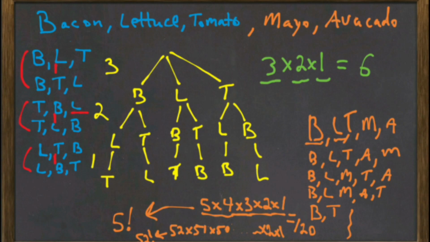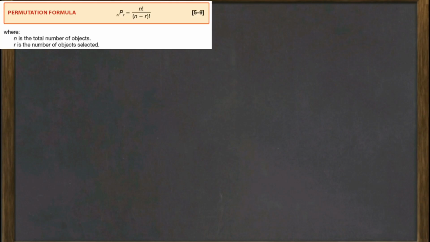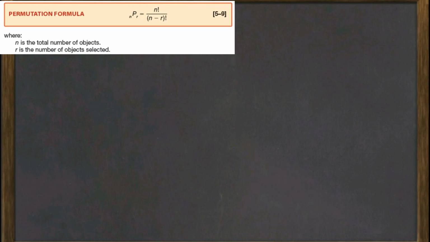So let's look a little closer at this, and let's think about a situation where we maybe aren't going to use all of our items. Actually, let me throw up what is the permutation formula. Okay, and this is just an image from your book, but here we have the permutation formula, and it looks a little bit different than what we've done thus far.